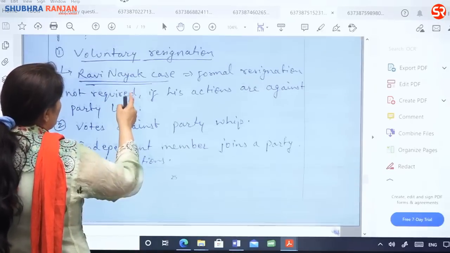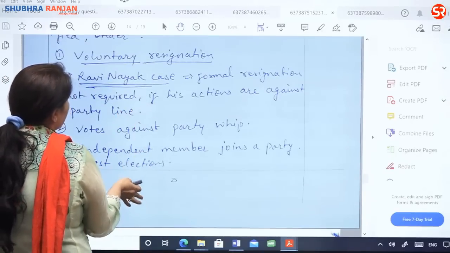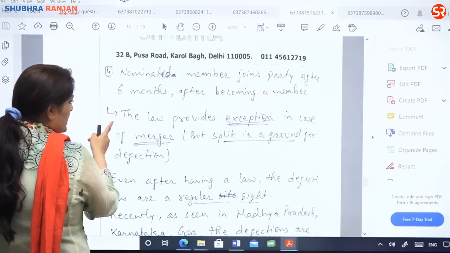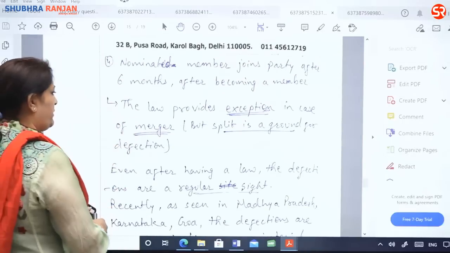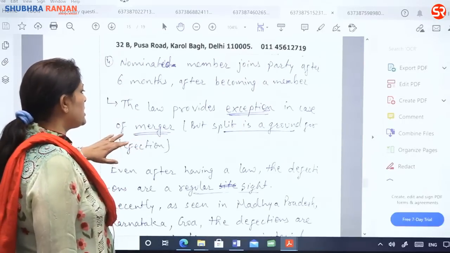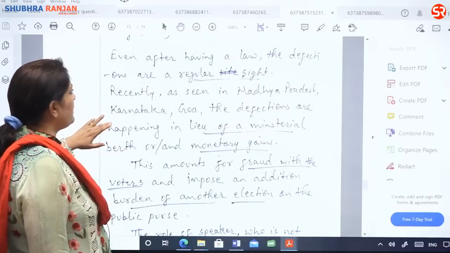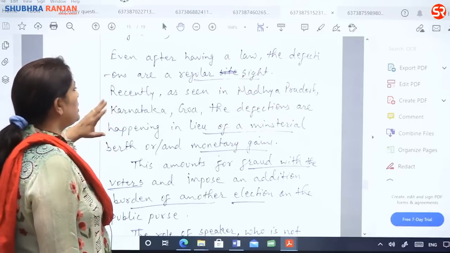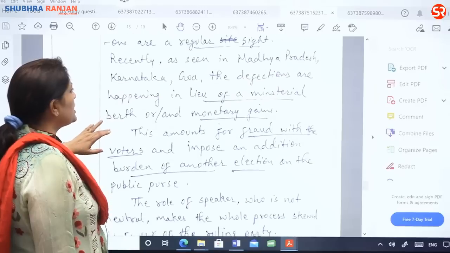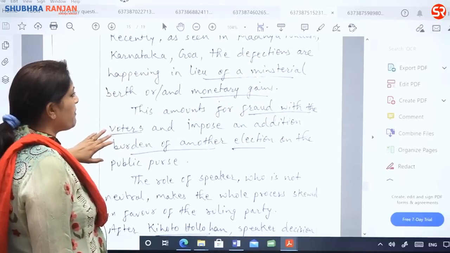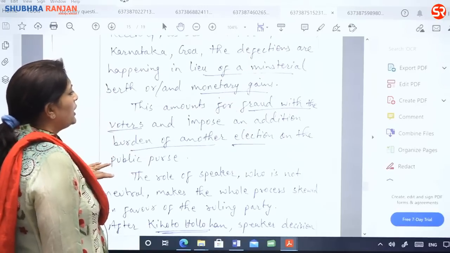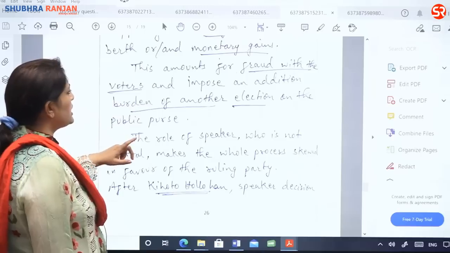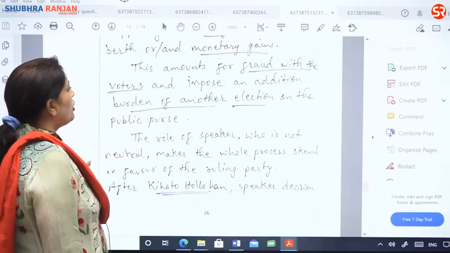But you need not write these things in detail. You can write precisely, with little reference. Law provides exception in case of merger. Even after having a law, defections are a regular sight. Recently in Madhya Pradesh, Karnataka, Goa, the defections are happening in lieu of ministerial posts. This amounts to fraud with the voters and imposes an additional burden of another election.